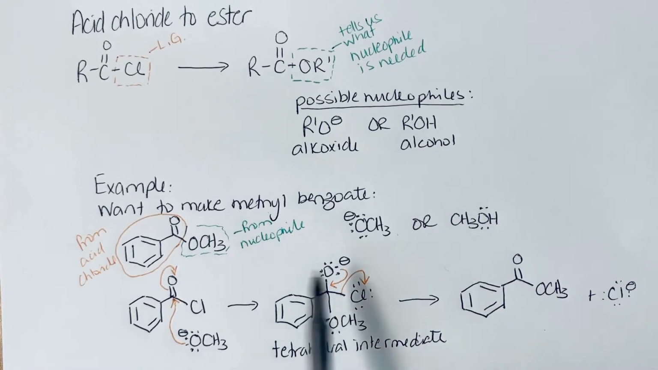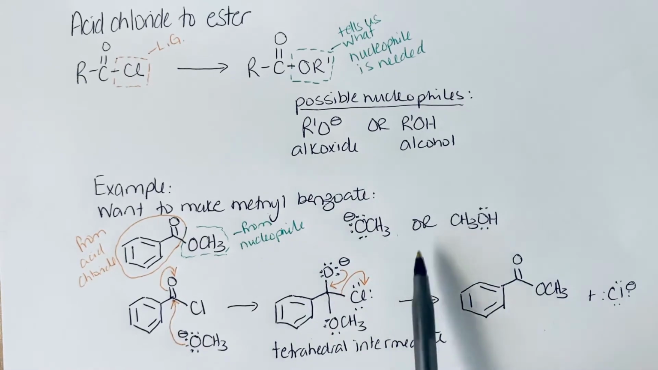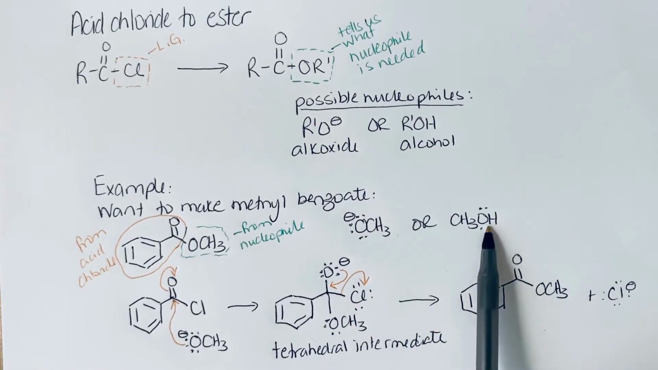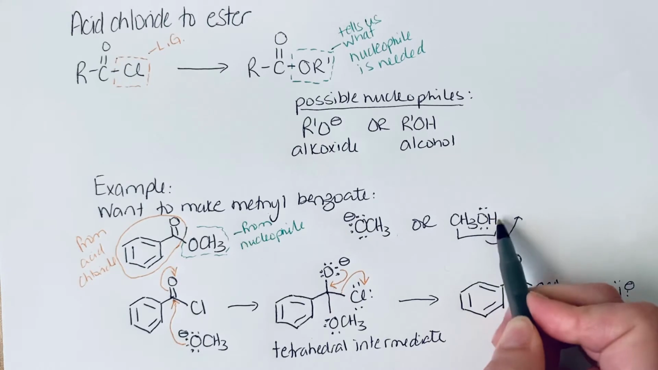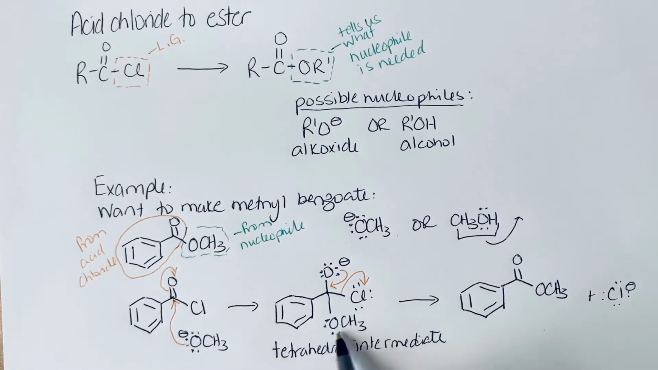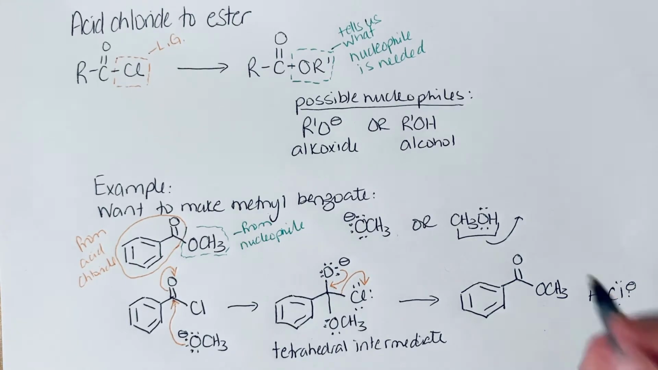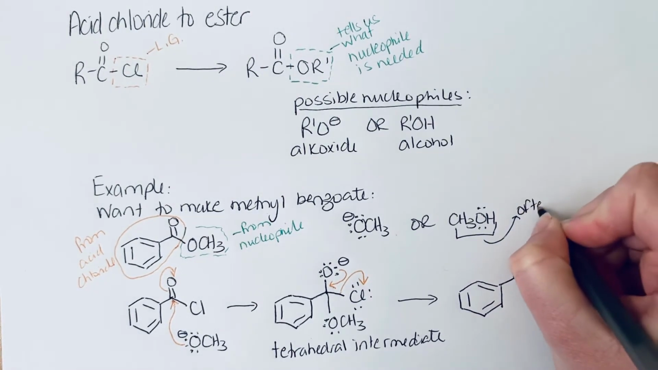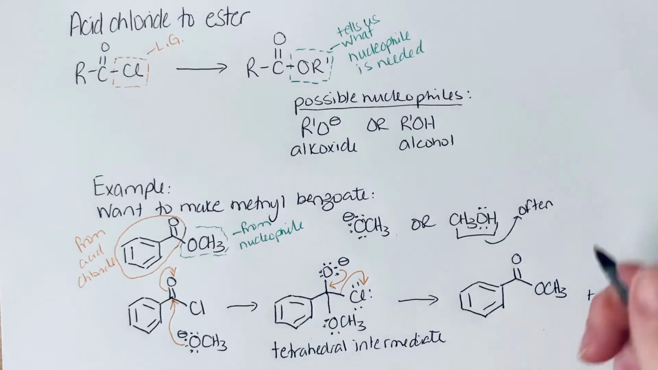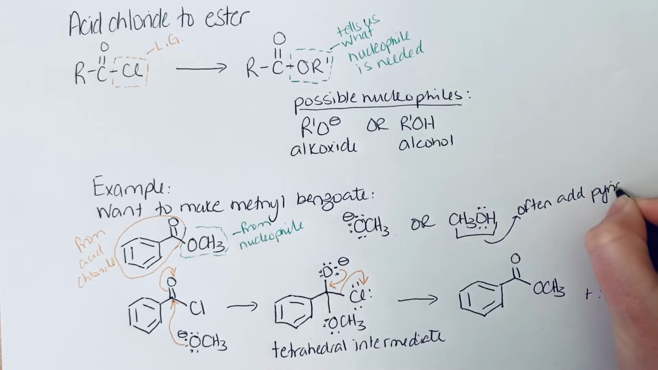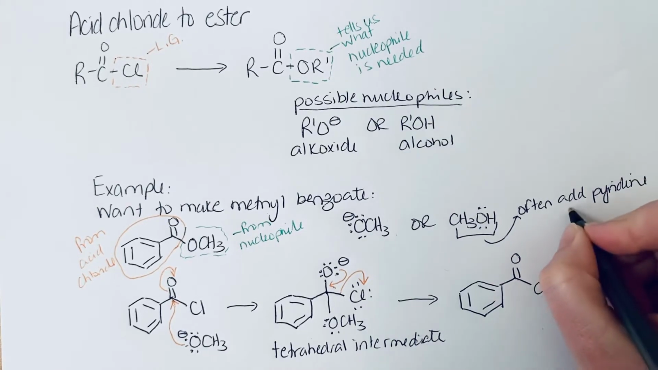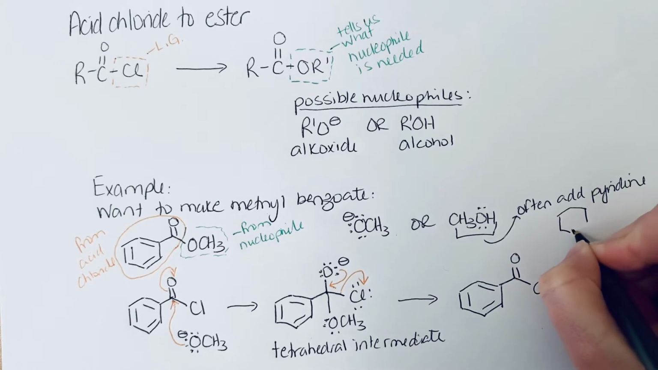And with something as reactive as an acid chloride, we can even get away with using the weaker alcohol nucleophile. The only thing is, if we're using the alcohol, you're also going to end up with a hydrogen that's acidic, right? After it attacks, you're going to have a hydrogen still attached. So you're going to be eventually building up HCl in the solution. So we often add a base to keep the reaction kind of buffered, kind of neutral. So we often add in pyridine when we use a neutral nucleophile. And so this is the structure of pyridine.